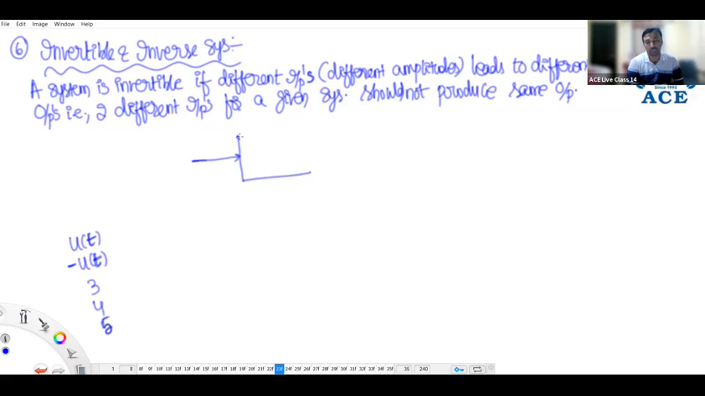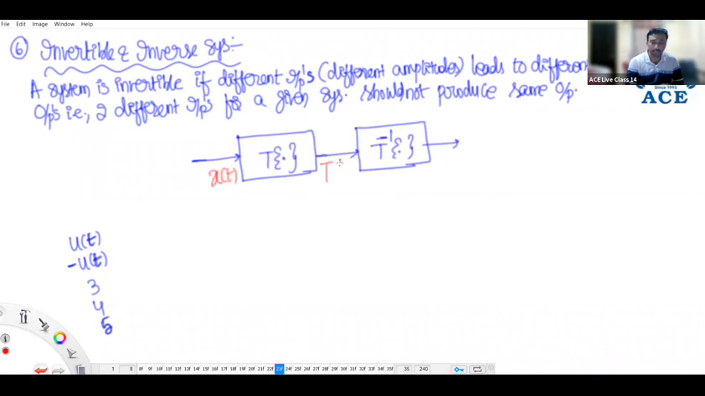We define the system as T, for transformation. The inverse block is denoted as T inverse. Input x(t), output is the transformation of x(t), but the output of the second block is simply x(t), because T into T inverse represents an identity operator. Both the systems are opposite to each other.